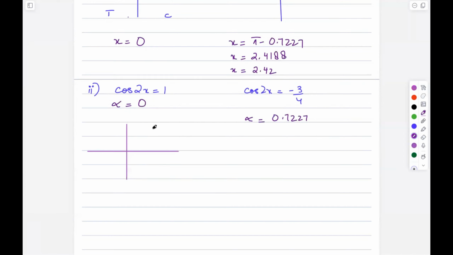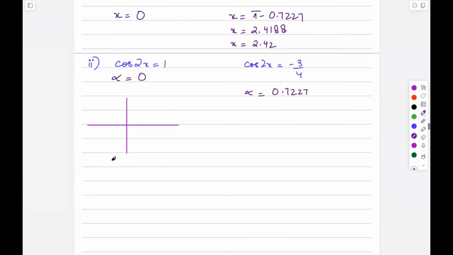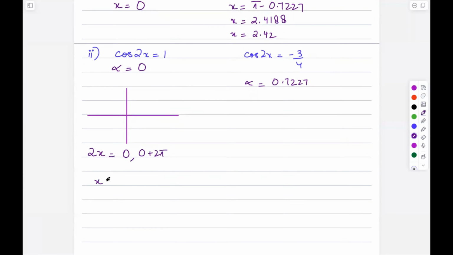So when it is 2x, we add 2 pi to the answers, so x will be equal to one of the values of 0. We can add 2 pi to this answer, and this will be 2x. So 2x will be equal to 0 and 0 plus 2 pi. So over here the x values will be 0 and 2 pi divided by 2, which becomes pi.